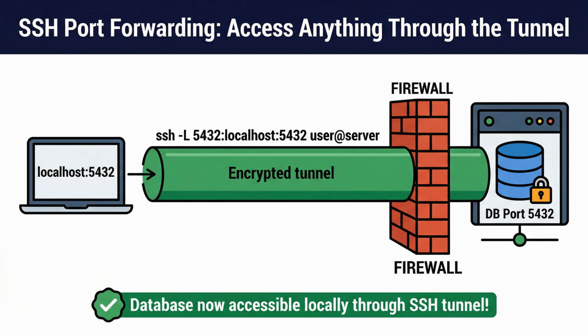SSH has a superpower most beginners don't know about: port forwarding, also called SSH tunneling. Say you have a database running on your remote server at localhost port 5432. That port is firewalled. The outside world can't touch it. But with SSH local forwarding, you run ssh -L 5432:localhost:5432 user@server. Now your local machine's localhost port 5432 connects straight to that remote database through the encrypted SSH tunnel. No firewall rules to open, no insecure connections.